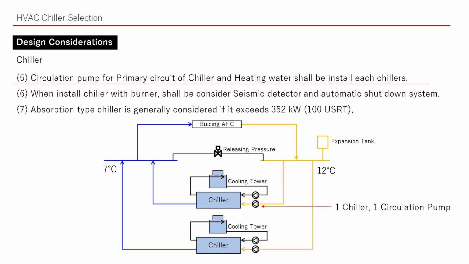5. The circulation pump for the primary circuit of chiller and heating water shall be installed for each chiller. This is to guarantee the amount of water supplied to the chiller and prevent failure. We can reduce the number of pumps on the secondary side, not the primary side, for cost and energy improvement.